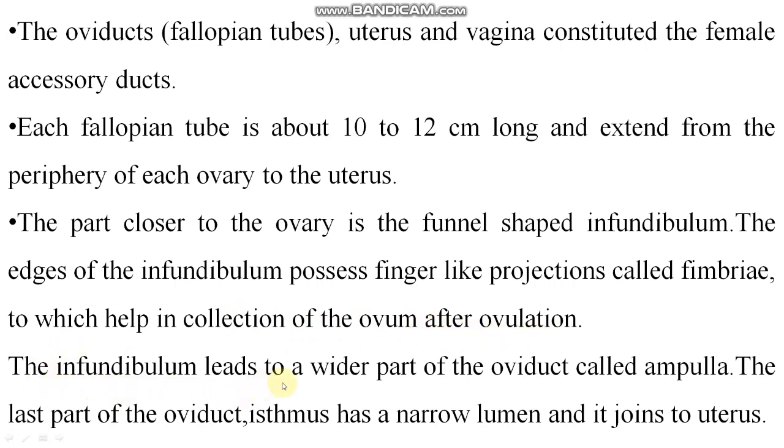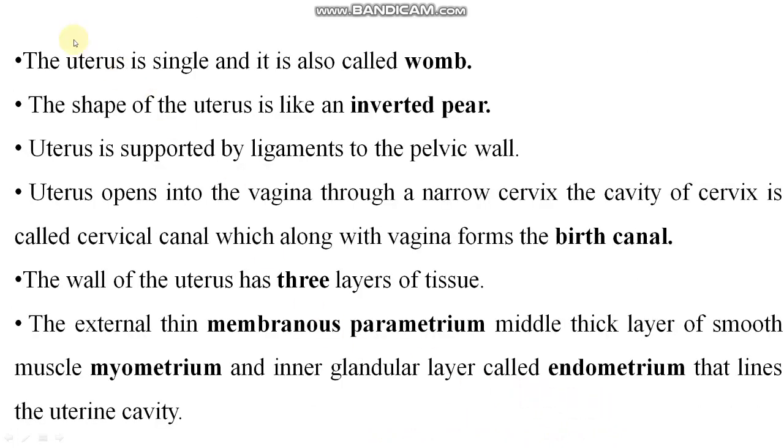The infundibulum leads to a wider part of the oviduct called ampulla. The last part of the oviduct, the isthmus, has a narrow lumen and joins the uterus. Clear? So, what is the uterus? The uterus is single and it is also called womb. The ovary is in pair while the uterus is single, right? The shape of the uterus is like an inverted pear.